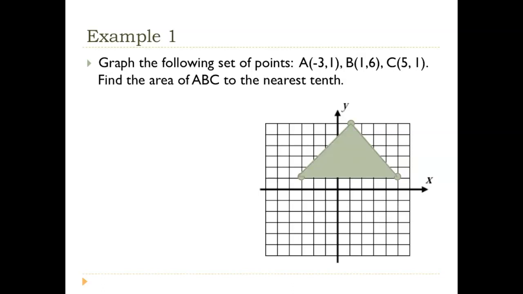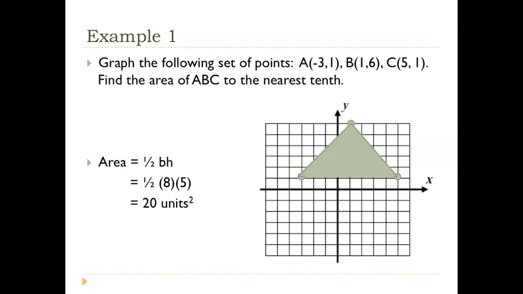So the area is 1/2 base times height, and if you see here, the base has a length of 8, and this triangle has a height of 5. So this is 1/2 times 8 times 5, which is equal to 20 units squared.